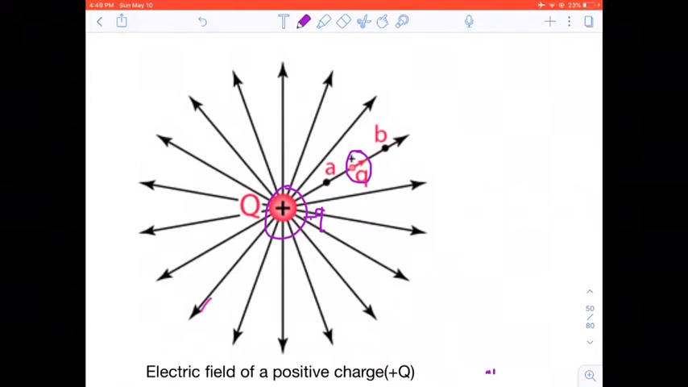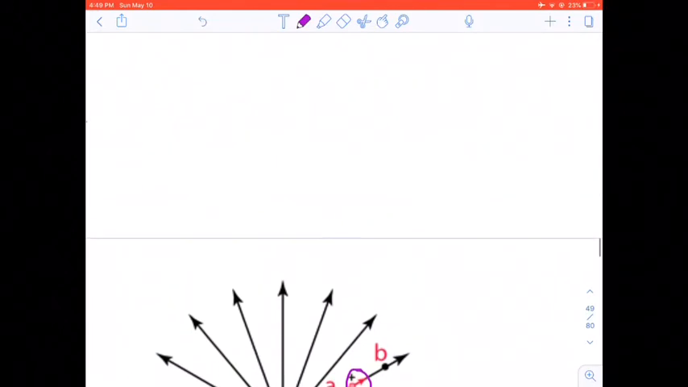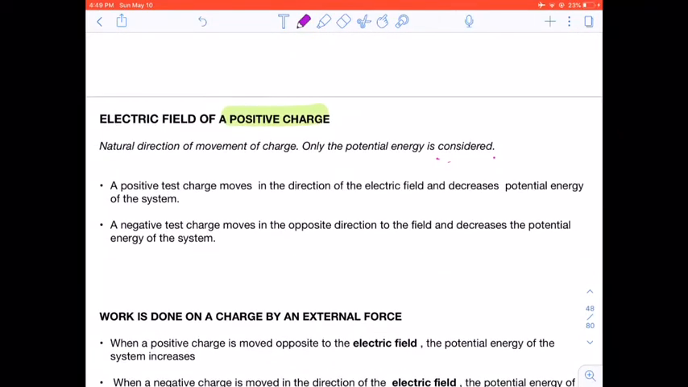And if the negative charge moves further from the positive charge, we find that the potential energy of the system increases. Right. Now, let's go back and have a look at this. So, the natural direction or movement of charge, if it's a positive test charge, it moves in the direction of the field, and in doing so, the potential energy of the system decreases.